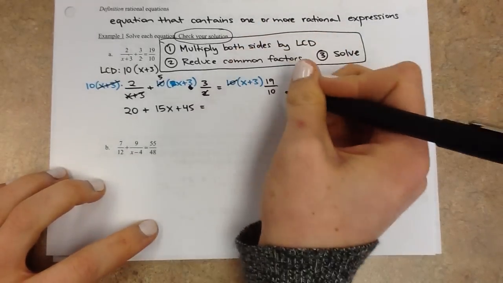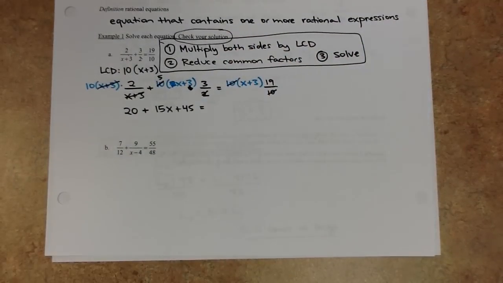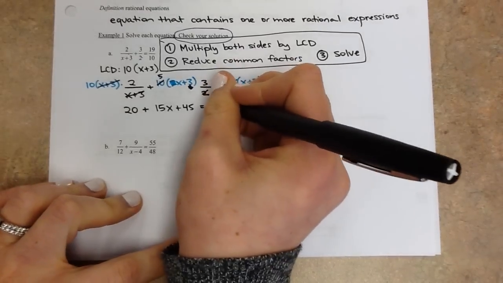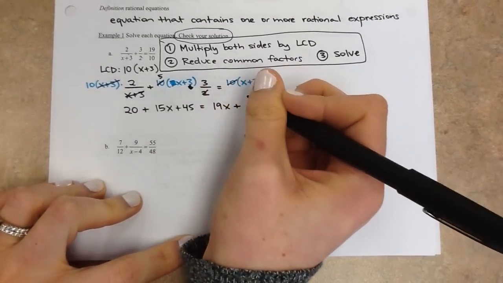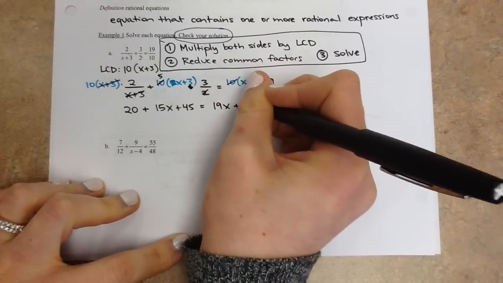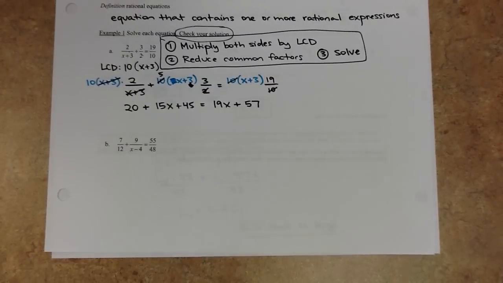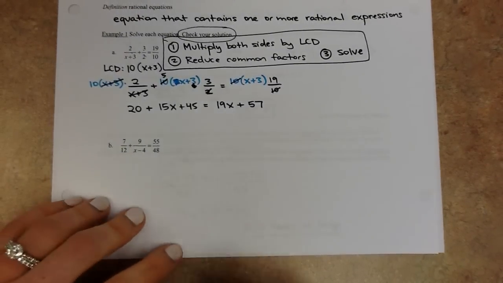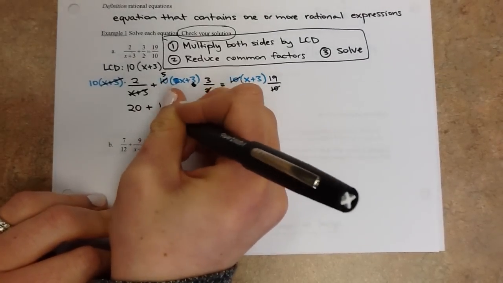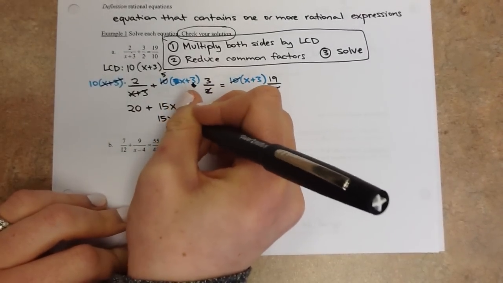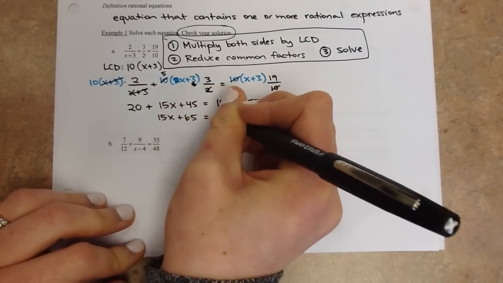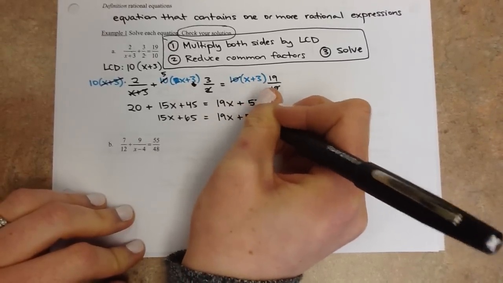Equals, and then over here, the 10s will cancel. And I just distribute 19 to the x plus 3. So I have 19x, and then 3 times 19 is 57. Okay, from that point, I am now into step 3 where I solve. So I combine like terms, get my variables alone. So I have 15x, and then I combine the 20 and the 45 to get 65 equals this.